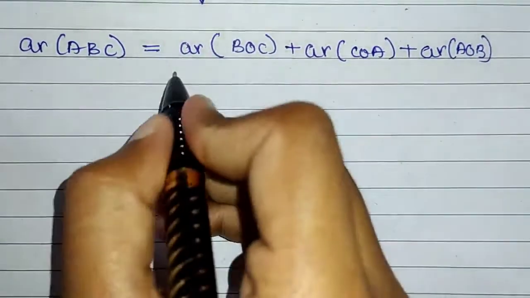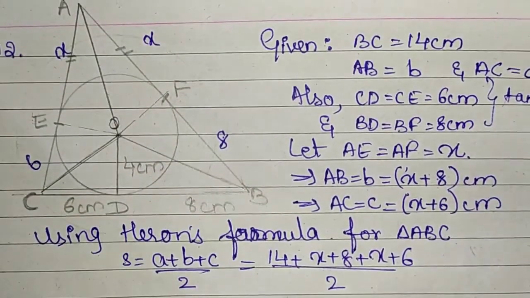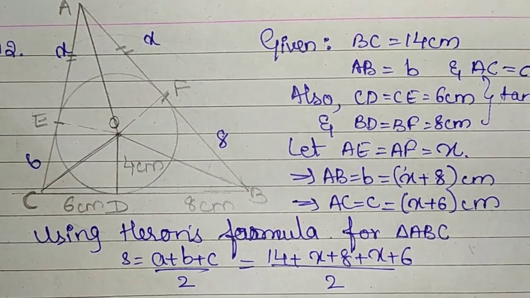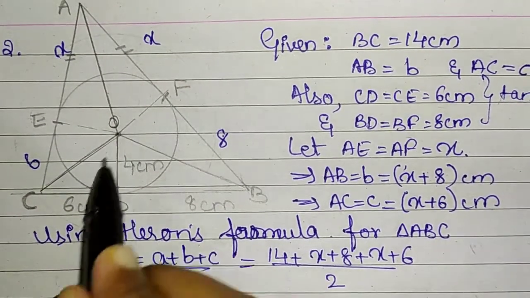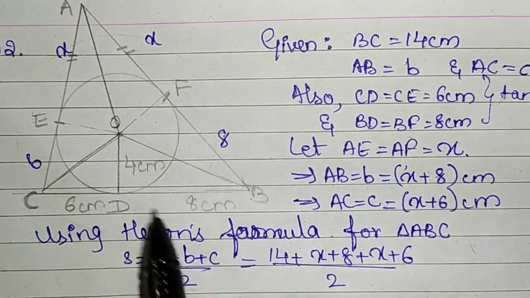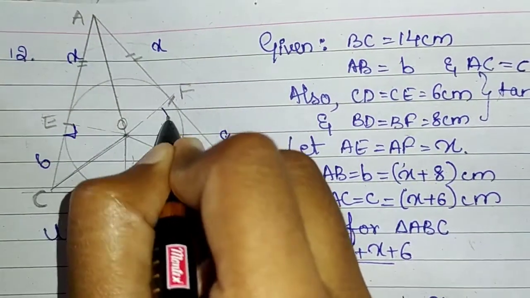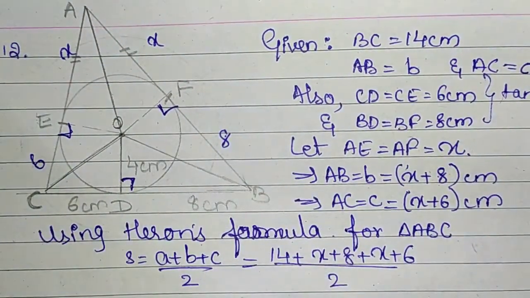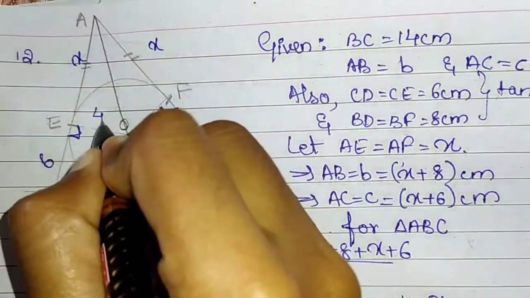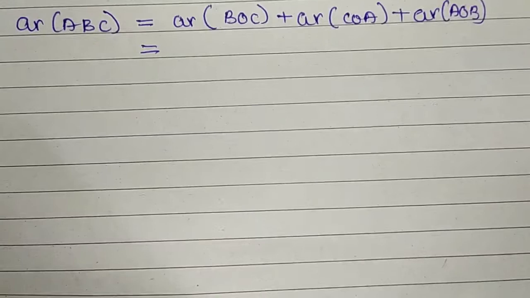So the whole area has been divided into 3 triangles, and all these 3 triangles have heights. Here we are not going to use Heron's formula, but we are going to use the conventional formula for the area of triangles, that is half base into height. Since these are radii and these are tangents, all of them are perpendicular to each other, so they are heights, and all of these heights are equal to 4 centimeter because the radius of the circle is 4 centimeter.